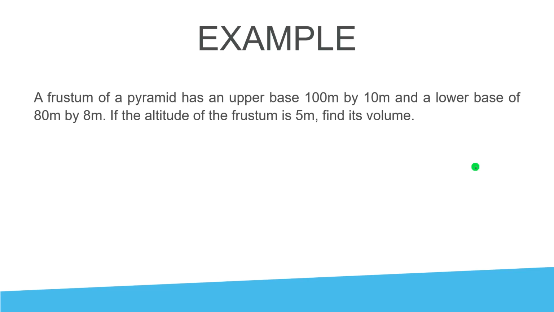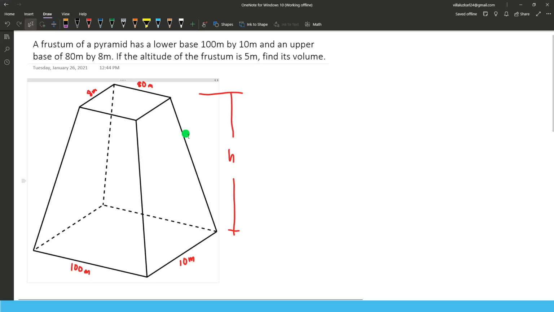A frustum of a pyramid has an upper base of 100 meters by 10 meters and a lower base of 80 meters by 8 meters. If the altitude of the frustum is 5 meters, find its volume. Okay, so let's say the lower base is 100 by 10 and the upper base is 80 by 8. Determine the volume of this frustum of a pyramid with an h or altitude of 5 meters.